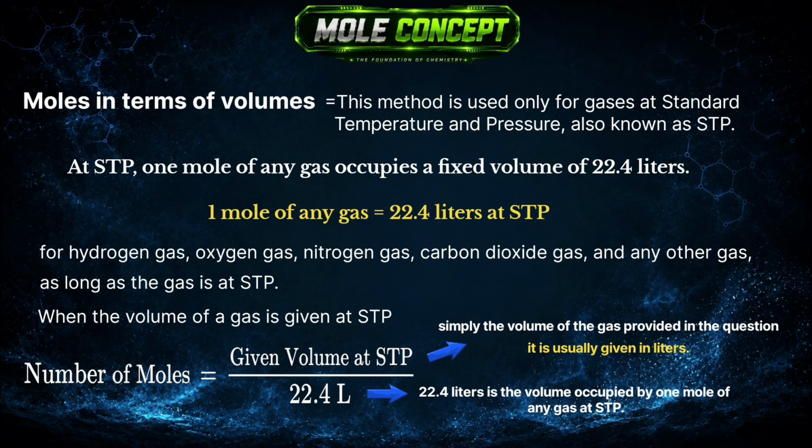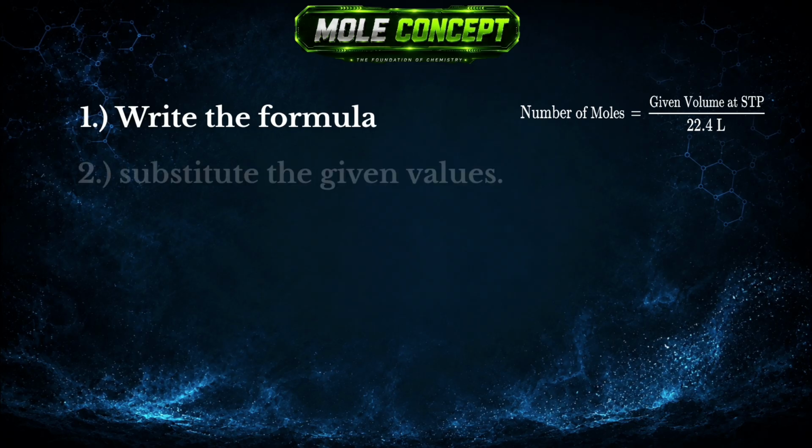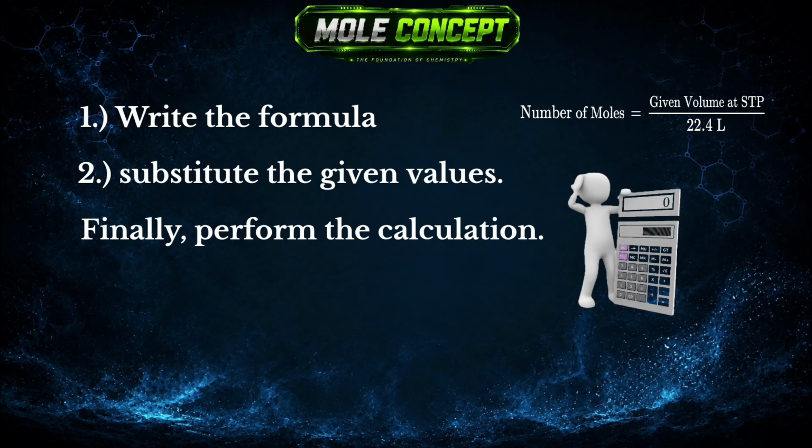So, whenever a question gives you the volume of a gas at STP, follow these steps. First, write the formula. Second, substitute the given values. Finally, perform the calculation. That's it. Now that we understand the formula, let's put it into practice by solving some questions step by step.